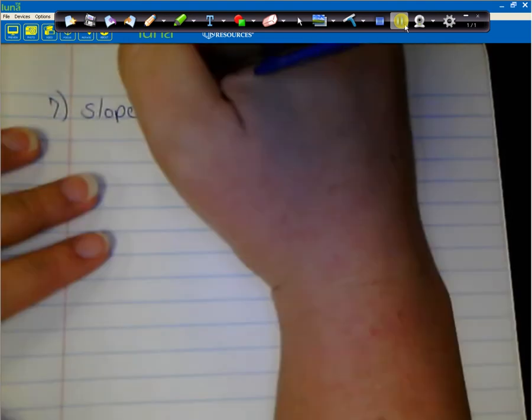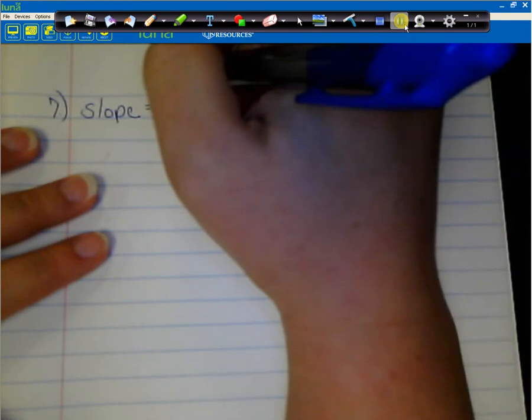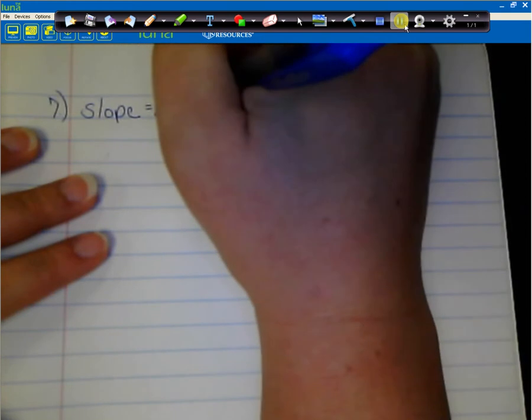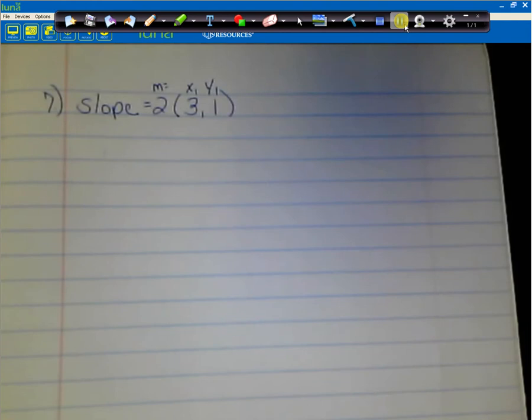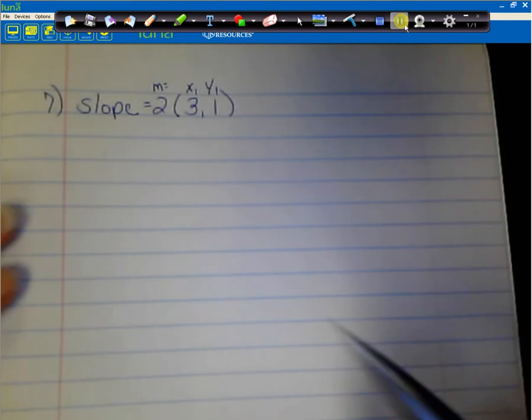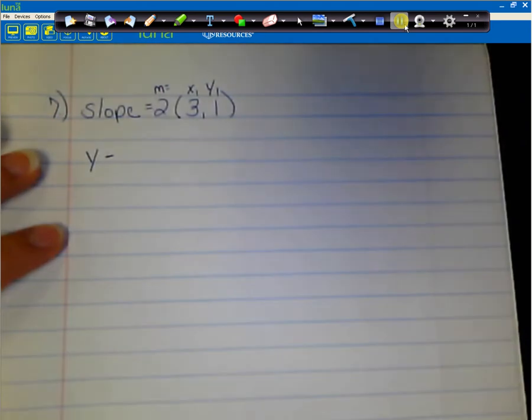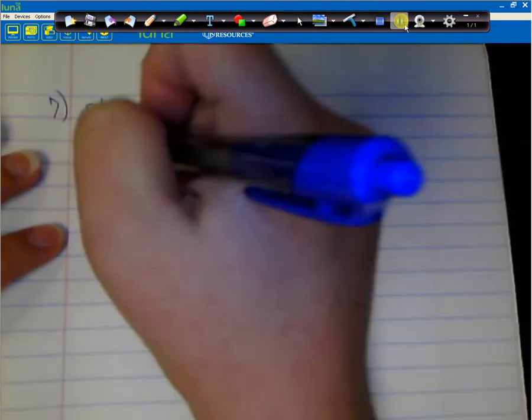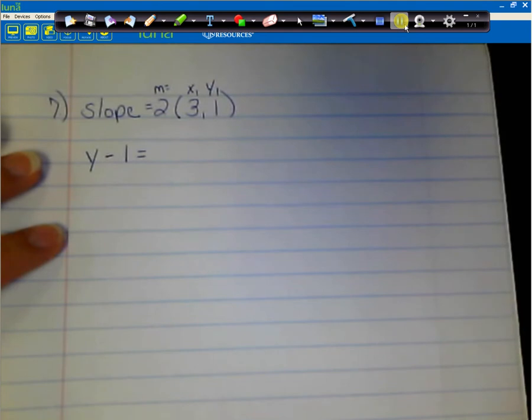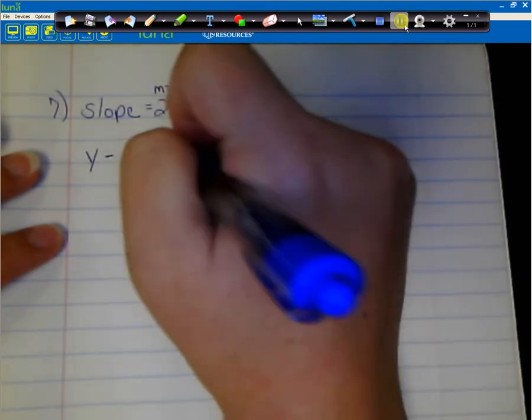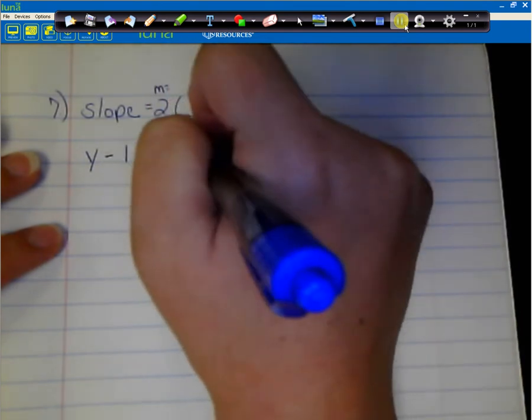We're going to label these. M is your 2. And then your x1, y1 is your point. And we're going to go ahead and plug those into our point slope formula. So we're going to say y minus y1 is 1 equals our 2 parentheses x minus 3.